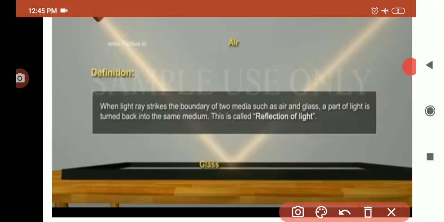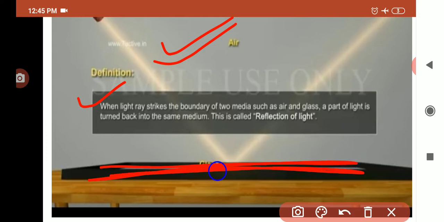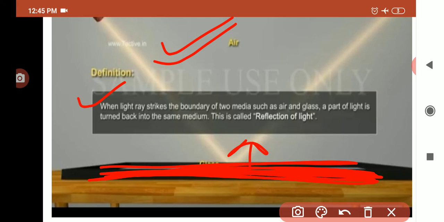So from the whole concept we can have the definition as: when a light ray strikes the boundary of two media. बाउंडरी किसे कहेंगे? For example, this is air, से light आ रही है, यहाँ पे पड़ी, this is glass, so this is a boundary of two media. There is air here, here it is glass, and वो boundary जो divide कर रही है ना दोनों media को, this is known as the boundary of two media.